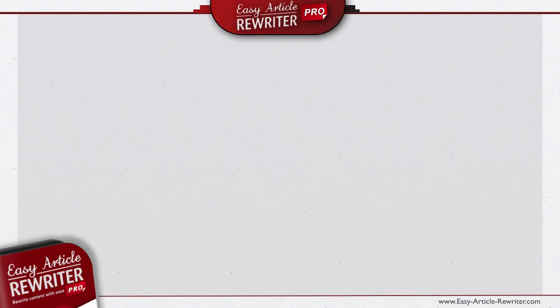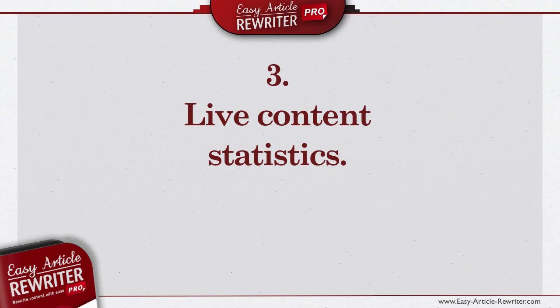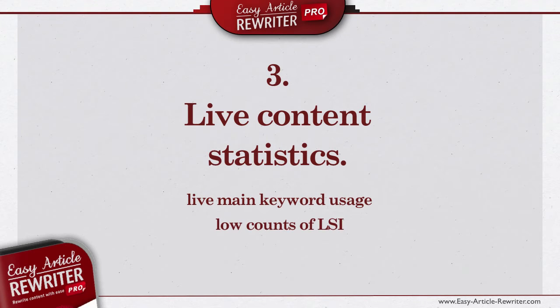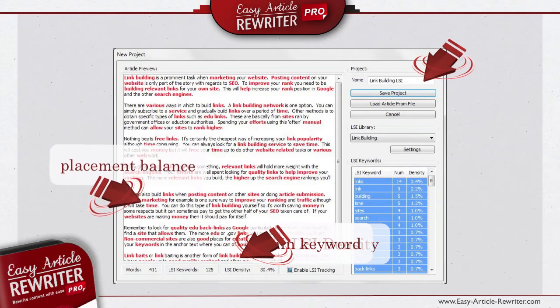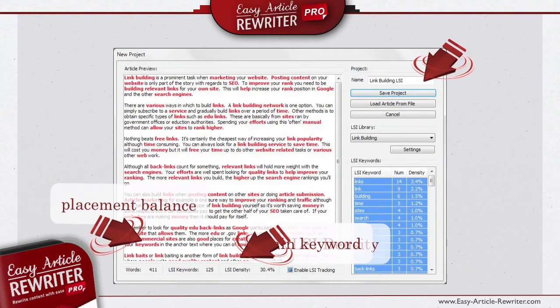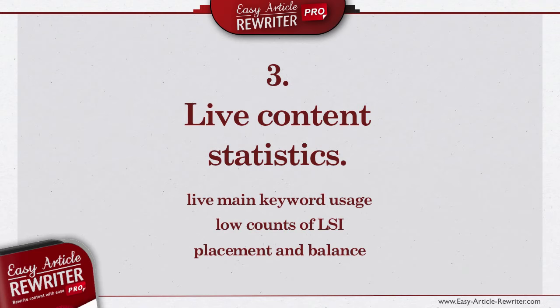Now that's not all, because EasyArticle Rewriter Pro also shows live word and sentence statistics, so you can quickly compare the quality of your rewriting. The software will show you how many times you've used your main keyword, identifies low counts of LSI keywords, thus alerting you to what may need to be improved, and it also shows the balance of where these keywords are in your article. This is also important to the search engines because spammy content often has those filler phrases, something you need to avoid when producing quality writing.